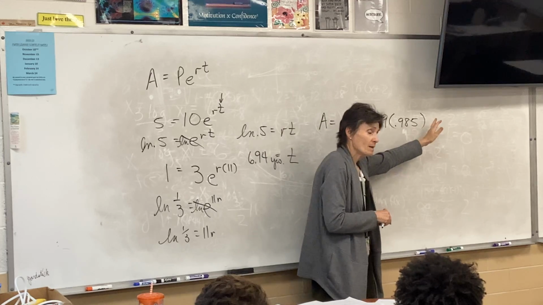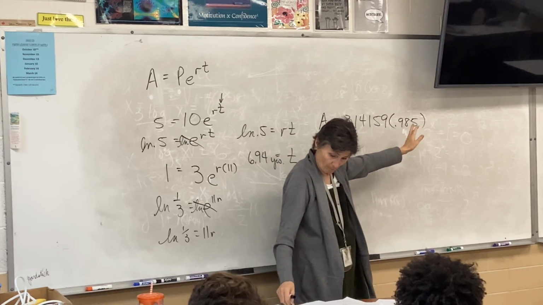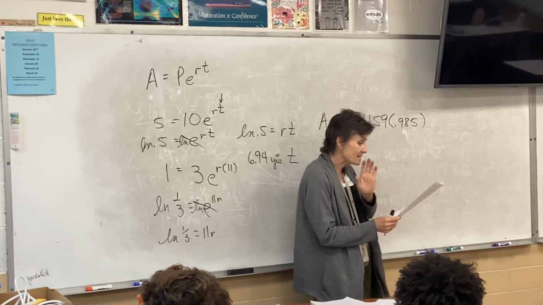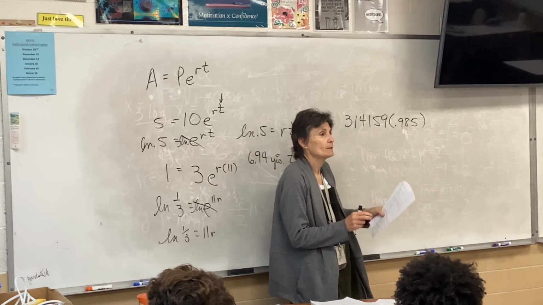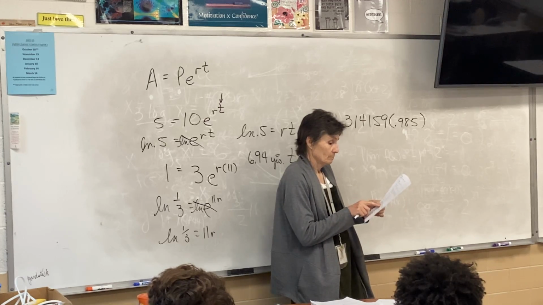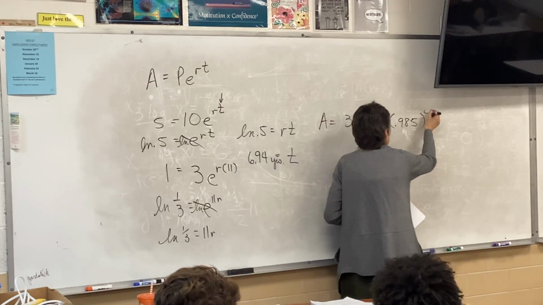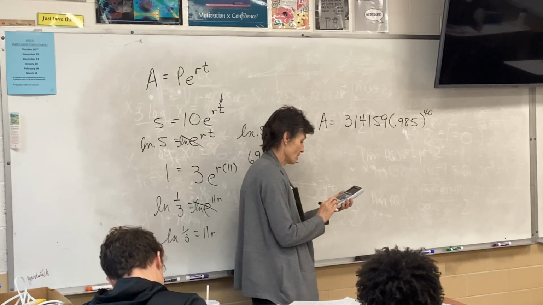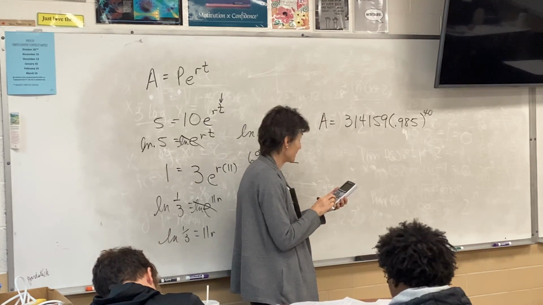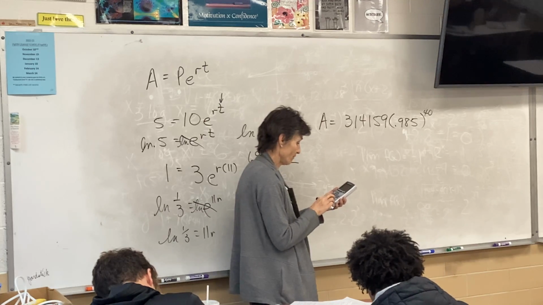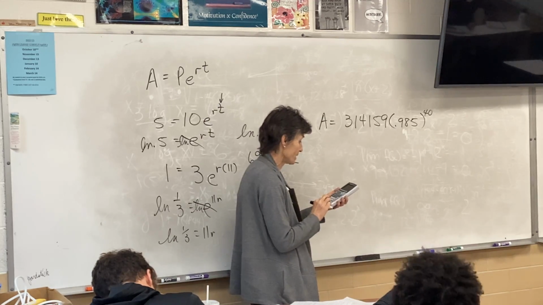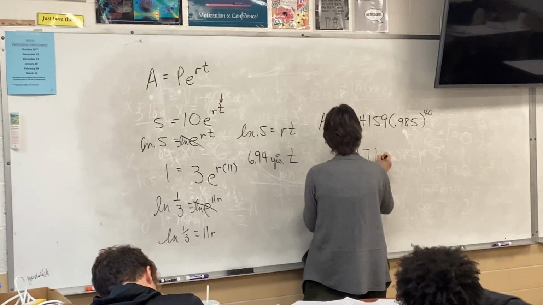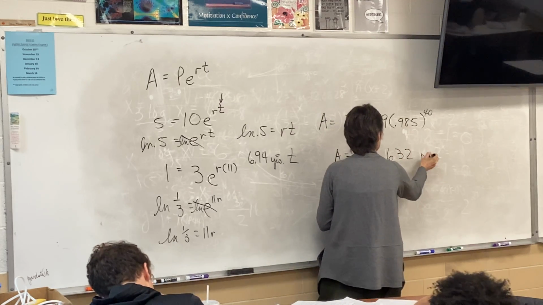All right, now, this is a yearly number here. It decreases 1.5% every year. How many years am I waiting? 40. So I'm just gonna type that in. 314,159 times 0.985 to the 40th. I got 171,632 people.